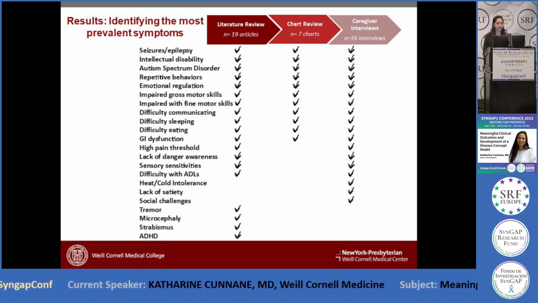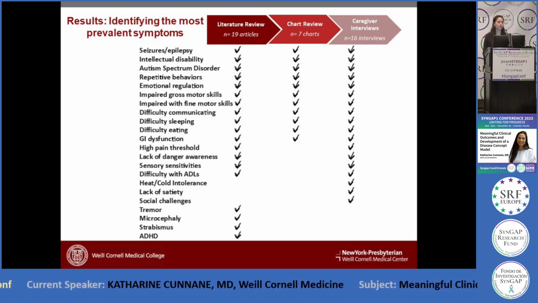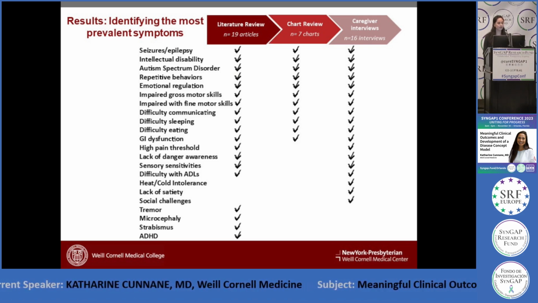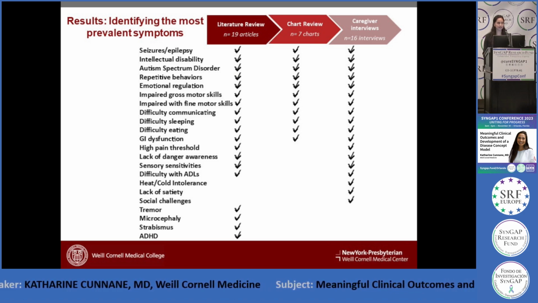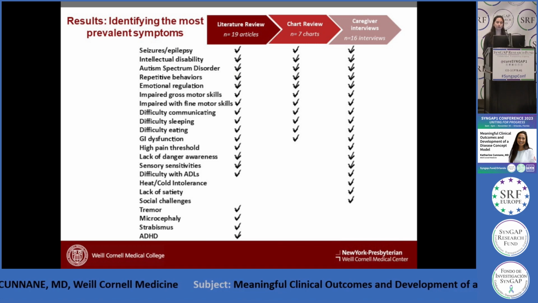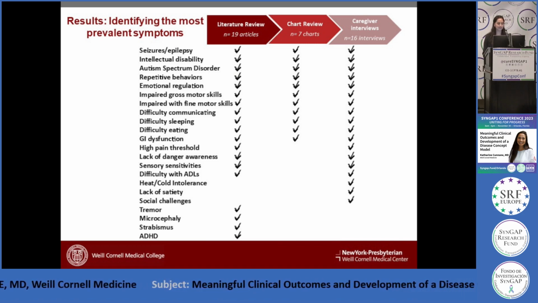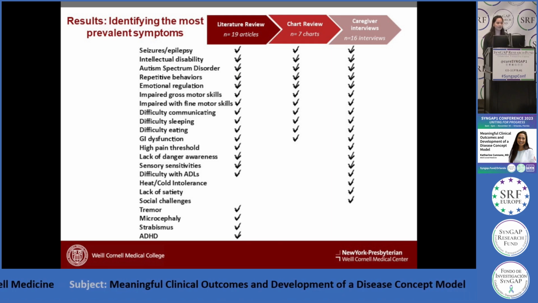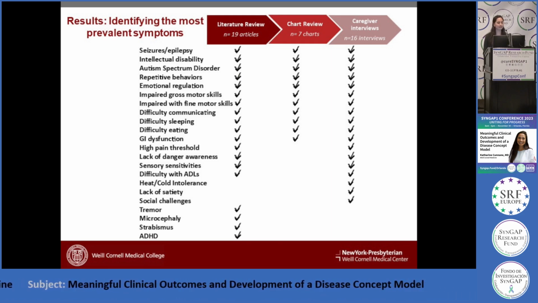So here are the results of the question of, what are all the symptoms that make up Syngap-1? I think that this was really beautifully described in the last talk and very much overlaps with it, so I'm not going to go through the list of symptoms comprehensively, but I'll just point out some interesting things from this data. You can see that there's a core list of Syngap symptoms. However, each modality, the literature, providers' charts, and caregiver interviews, all provided a little bit of unique information.